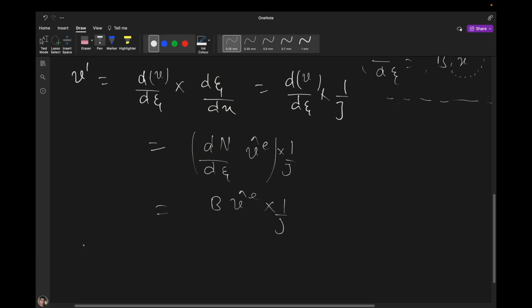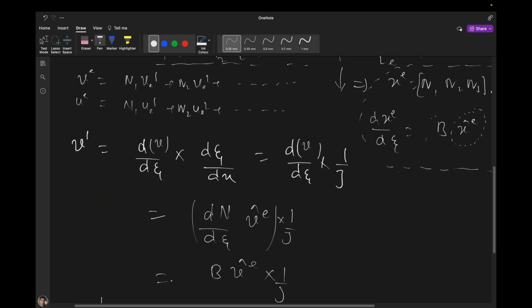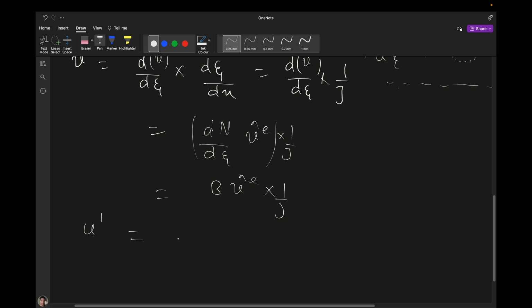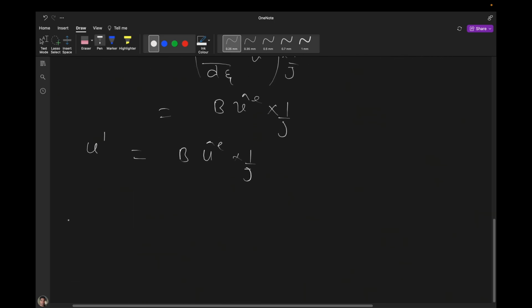Okay, similarly, what is u dash? U dash is nothing but d u by dx. That also we will write as B u e into 1 by J. Okay, now I will assemble everything here.